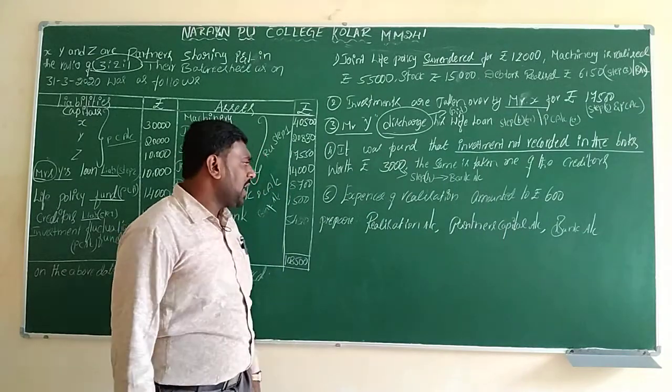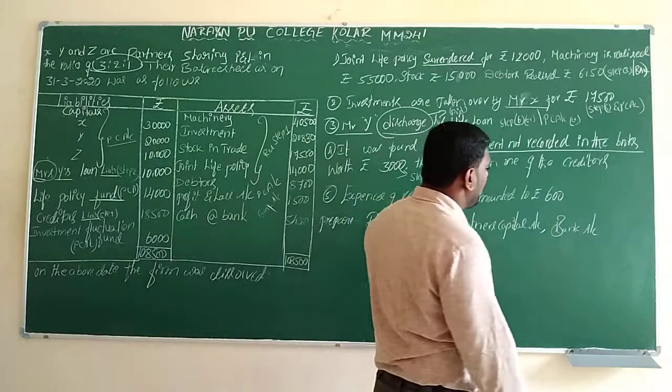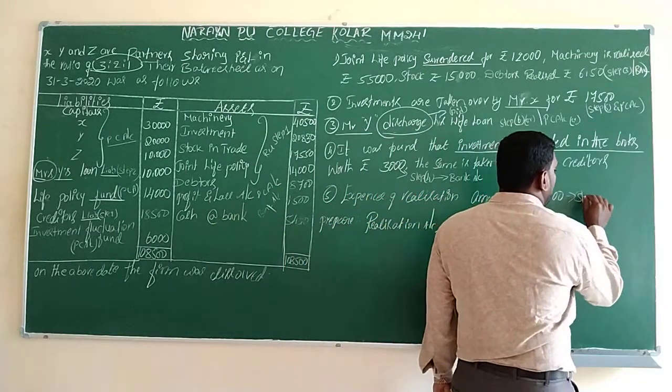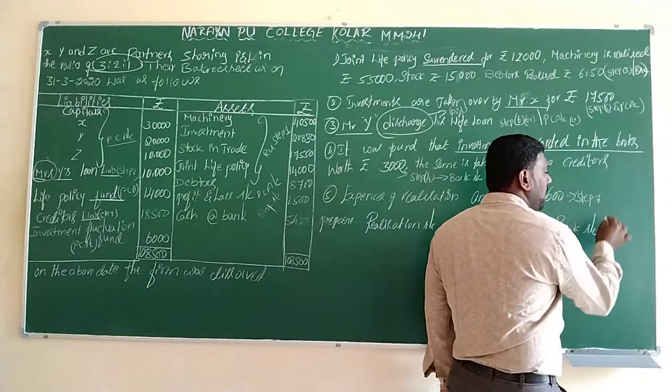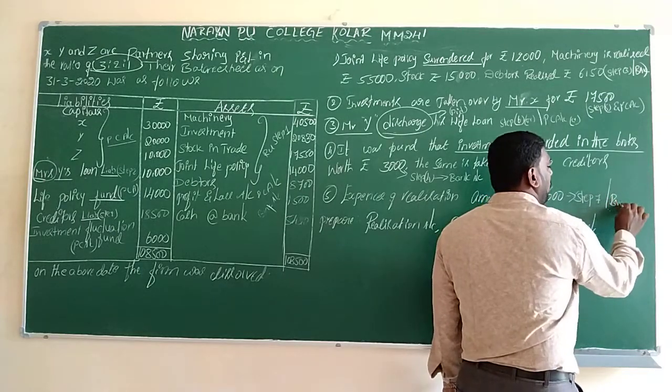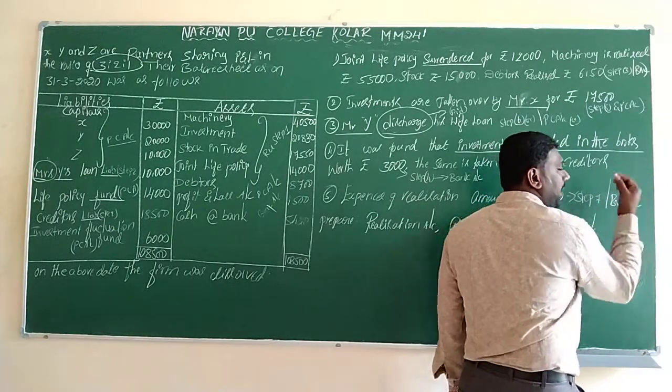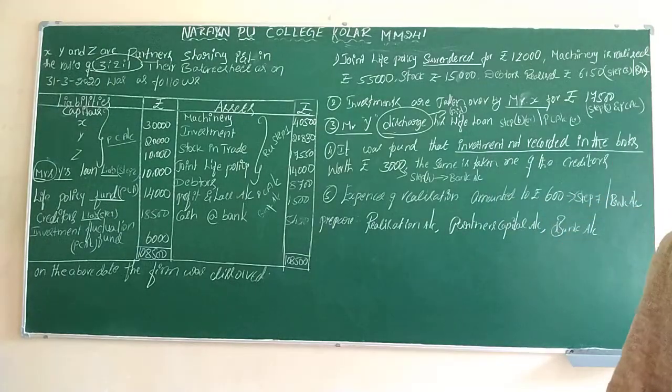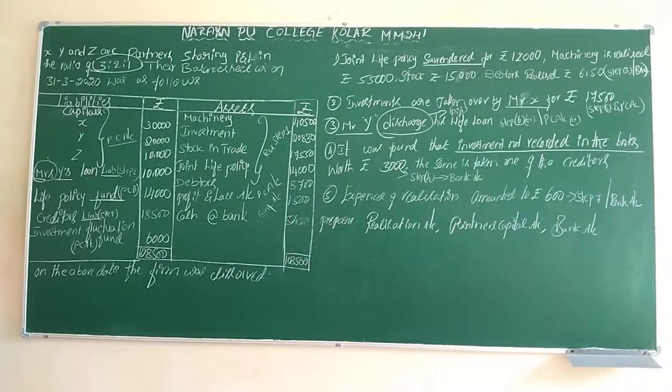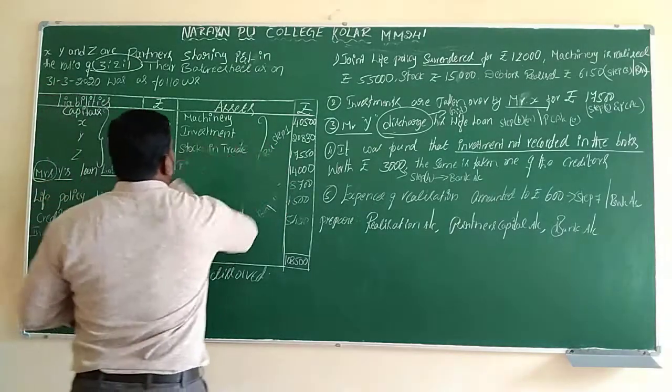And the last adjustment: expenses of realization amounted to rupees 600, so it will come to step 7 of realization account, and it will come to bank account because realization expenses will be paid by the company only. So these are all the transactions and classifications which they have given. With the help of this classification, we have to prepare the 3 ledger accounts, that is the realization account, partners' capital account, as well as the bank account.